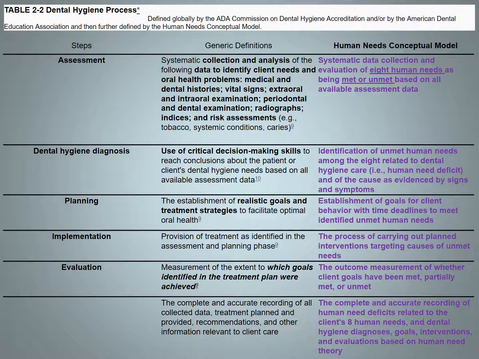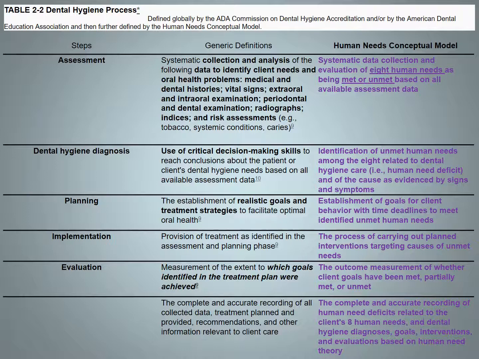So the dental hygiene process, here it is in terms of generic definitions and the human needs conceptual model. So yes, we collect and analyze the data. We are identifying oral health problems that could be related to their systemic health and their own habits. But we are going to utilize the 8 human needs, and of those being met or unmet, to help us keep an open mind with our patient and not be judgmental. Remember, we are seeking to help this individual.